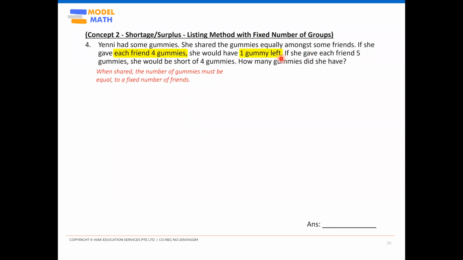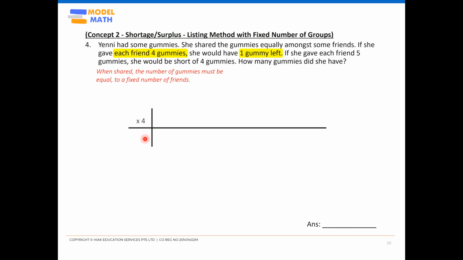So how do I record this down? I will think of the listing method with the multiples involved. The table: if I give each friend 4 gummies, so if I give 1 friend 4 gummies, if I have 2 friends, it means I give them 8 gummies. If I have 3 friends, it means I give them 12 gummies, and so on and so forth. I hope you can tell based on what I just said, it's multiples of 4. So multiples of 4, you can just write it down like this.